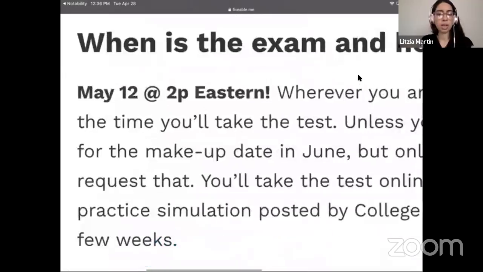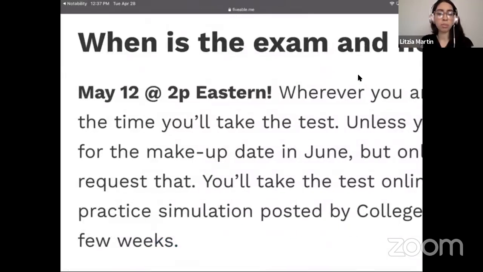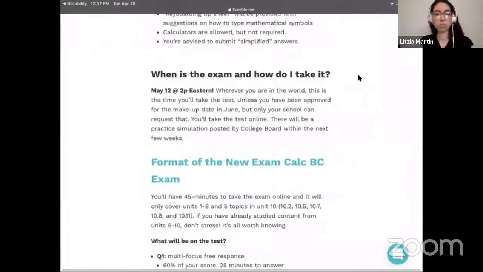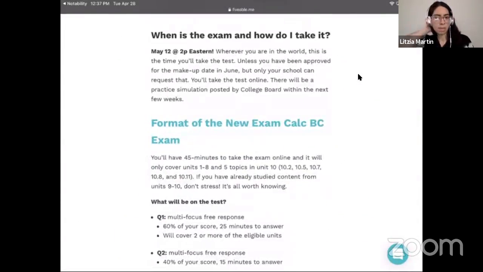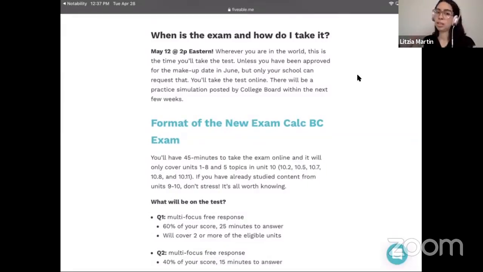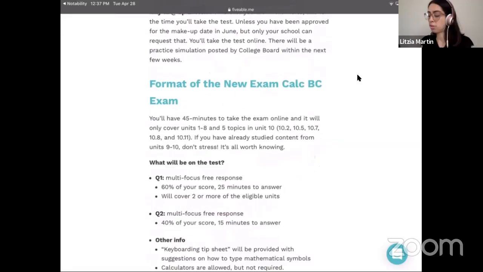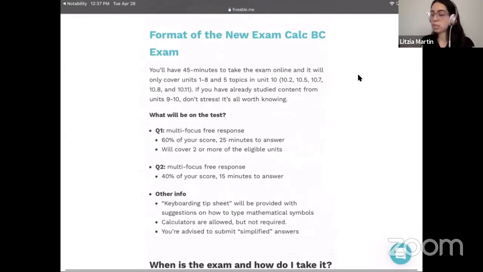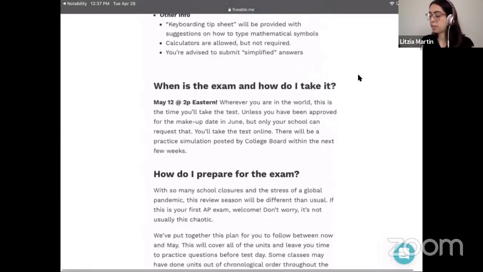Be careful of the time here, 2 p.m. Eastern. We are Pacific time, so beware of that. We're going to be taking the exam at 11 a.m. here on the West Coast. And this is information for BC. You don't have to worry about that.